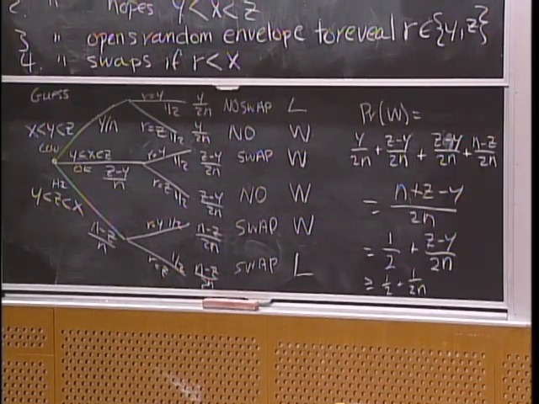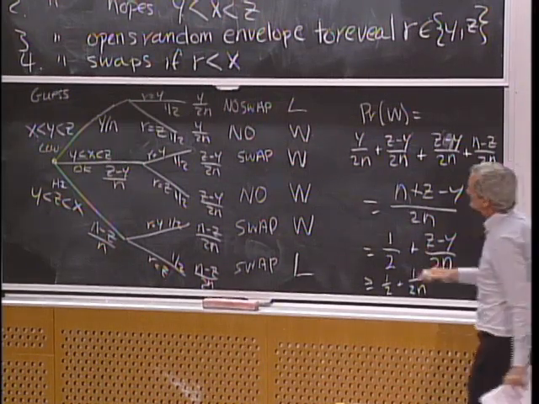And so if n's 100, you've got a 50.5% chance of winning. If n's 10, the numbers are from 0 to 10, you've got at least a 55% chance to win, which is pretty high. Okay? All right, any questions here? You see what's going on?